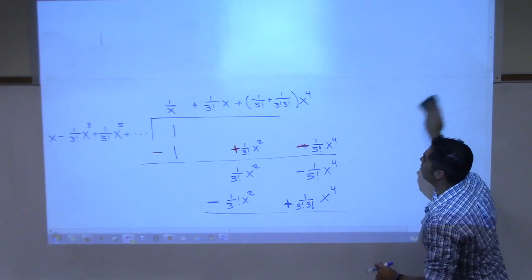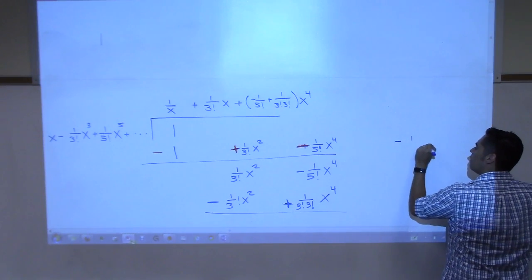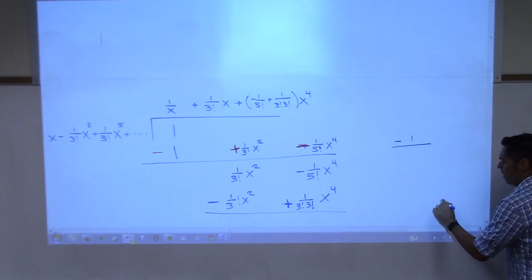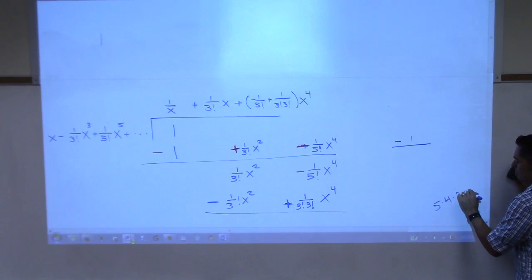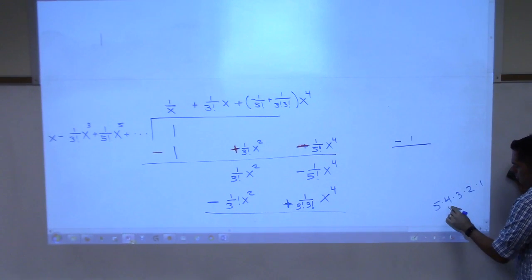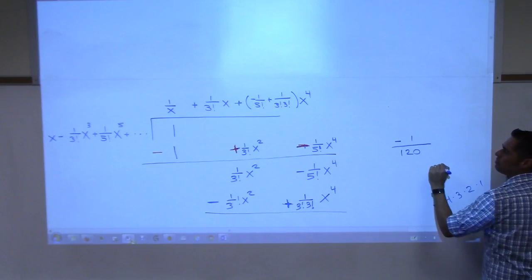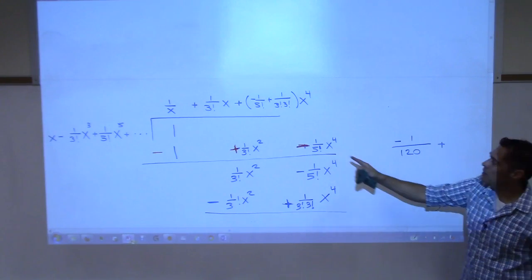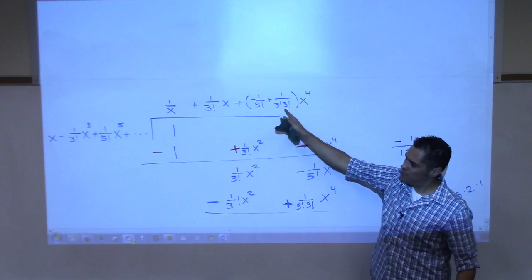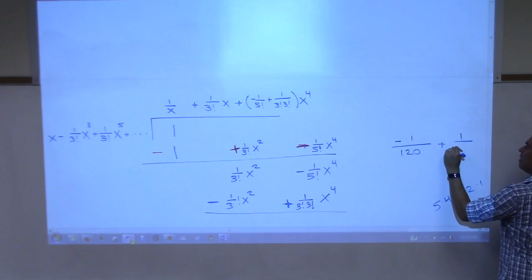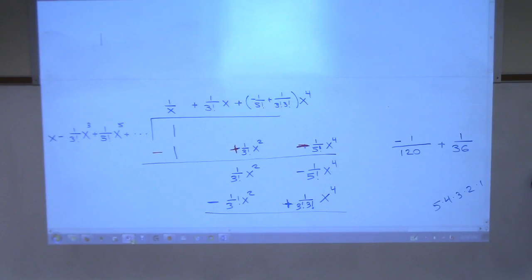What's 5 factorial? It's 5 times 4 times 3 times 2 times 1. 120. So you get 1 over 120, right? Plus, and then 3 factorial is 6. 6 times 6 is 36. So we need to add these two together. So someone can do that on their calculator for me.